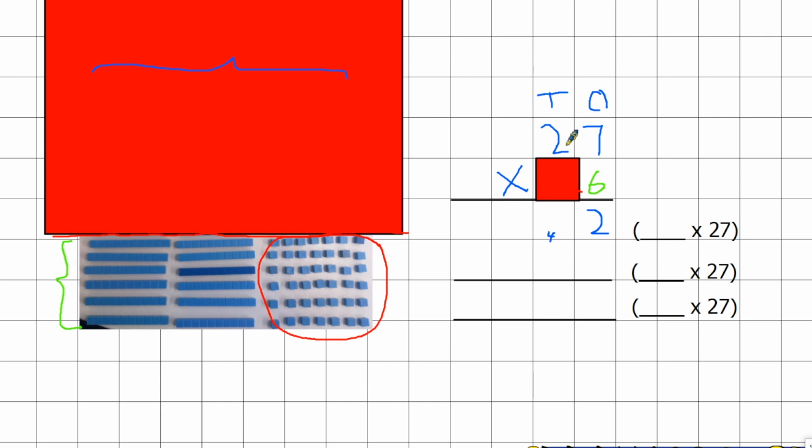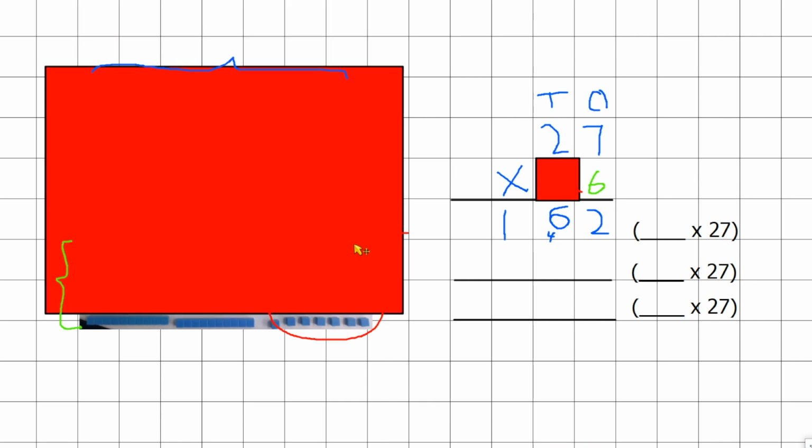It's 6 lots, 20 lots of 6, or 6 times 2, 10s. We're at the 10s anyway. 6 times 2 is 12, plus 4. 12 plus 4 is indeed 16. So we've got 162.